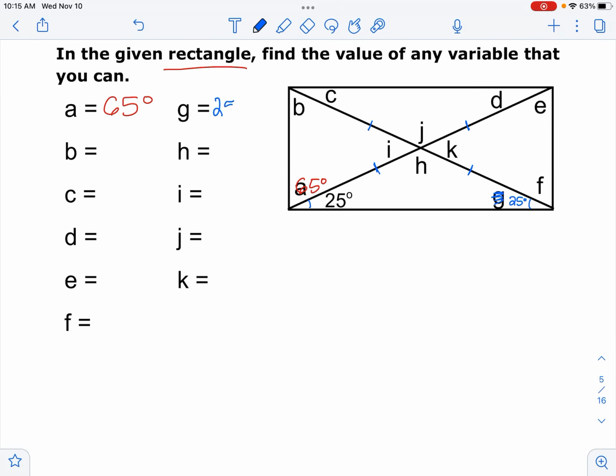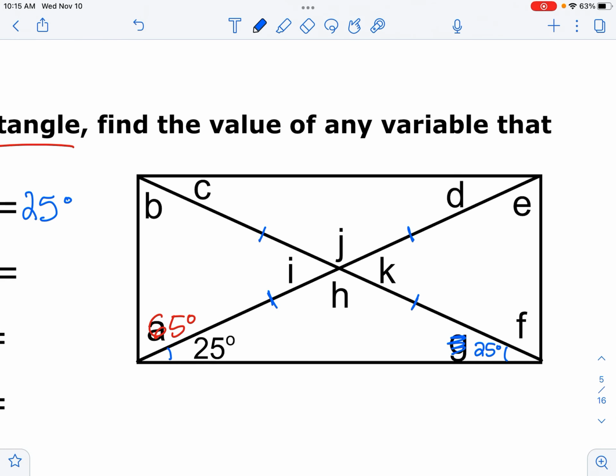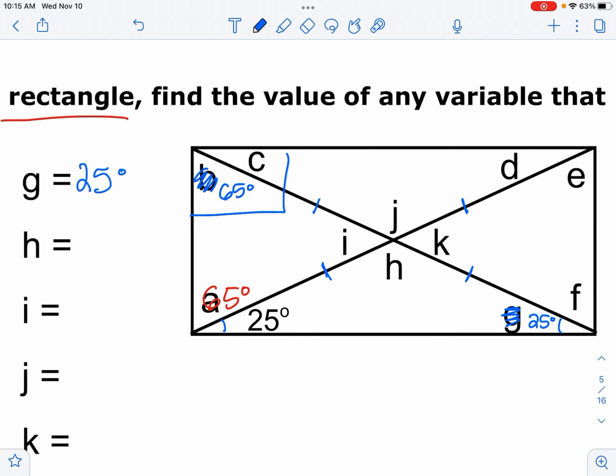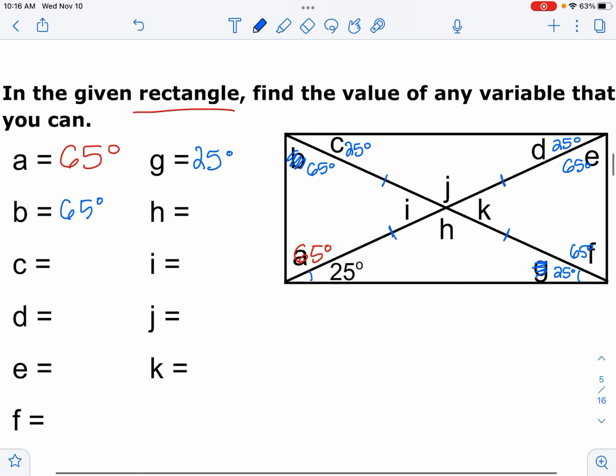G is 25 degrees. I can do something similar to this triangle right here. It's an isosceles triangle, so I know angle B is 65 degrees. Now I can find angle C because these make a right angle. So this is 25 degrees. This is an isosceles triangle, so this is 25 degrees. This makes a right angle, so this is 65. This is isosceles, so this is 65 also because this is a right angle. So if you look at that, I've only used 2 numbers so far. Let's fill in what I did so quickly. C is 65 degrees, or sorry, 25 degrees.